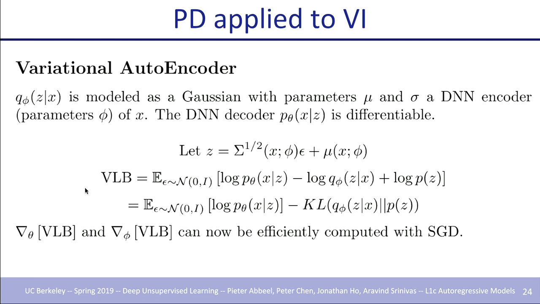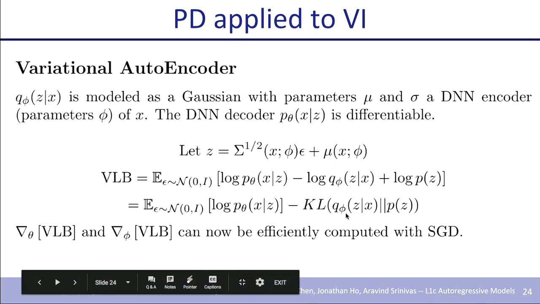And you average this over data points from your data distribution with just a single noise vector sample every time. And you run SGD and optimize theta and phi. This algorithm is called variational autoencoder.